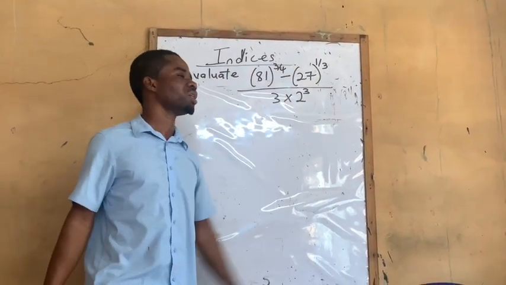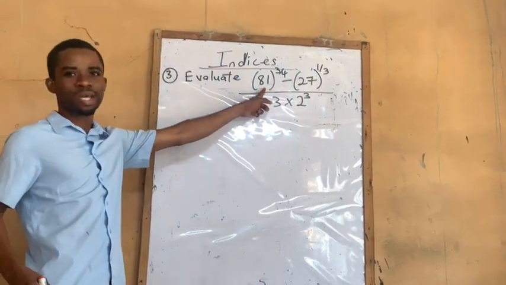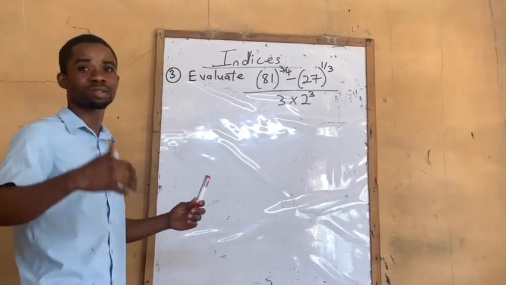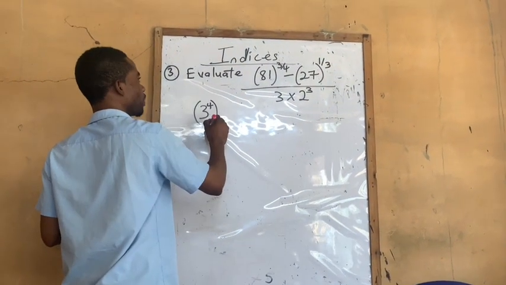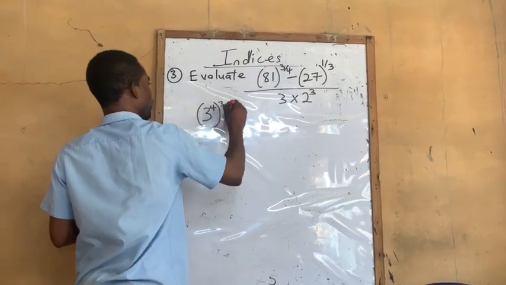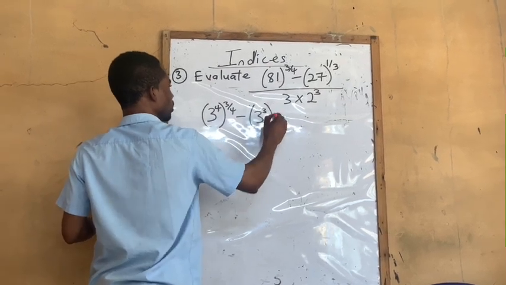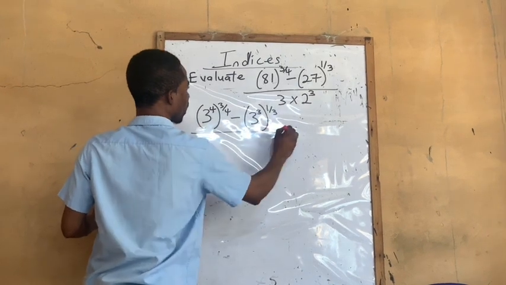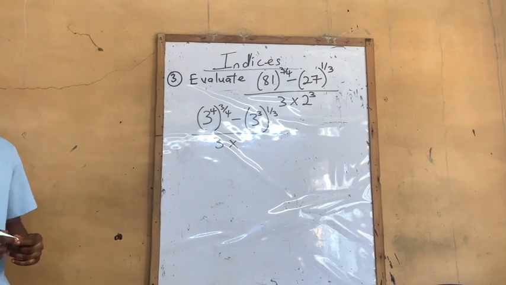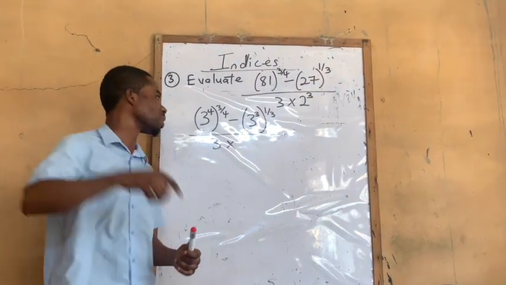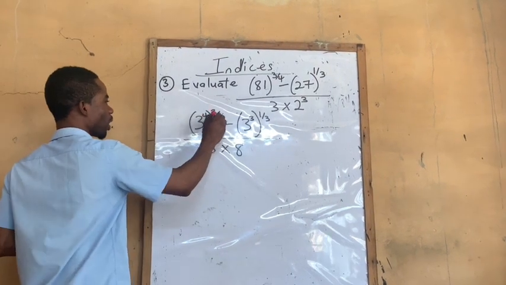Evaluate this in indices. How do we do this? Very simple. Put this in index form. Like I said, 81 is 3 raised to power 4. You put this in a bracket. Put this one out. 3 all over 4 minus, what's 27? That is 3 raised to power 3, all over 3 times, what is 2 raised to power 3? 2 raised to power 3 is actually 8. That is 2 times 2 times 2. That is 8.